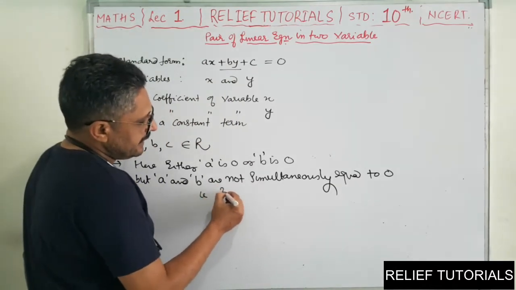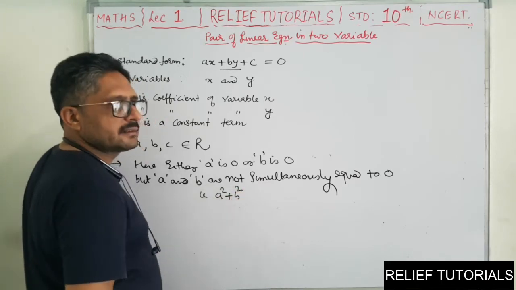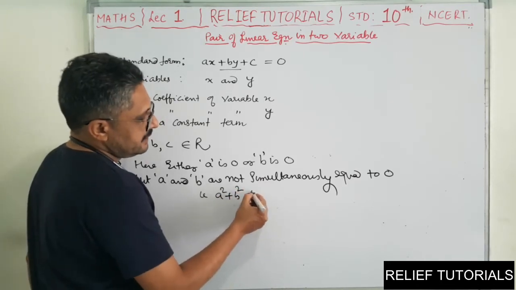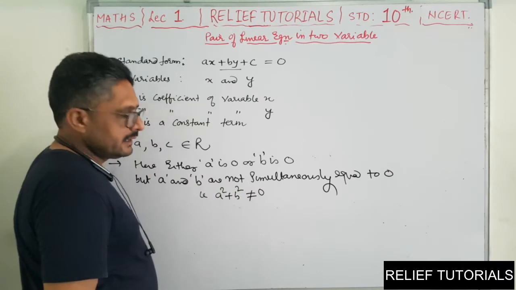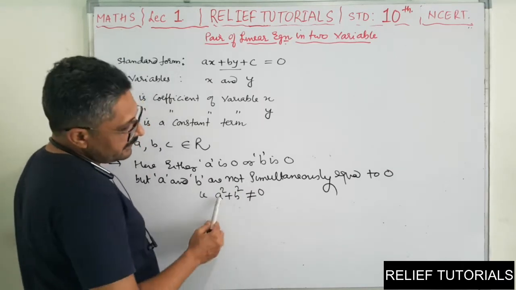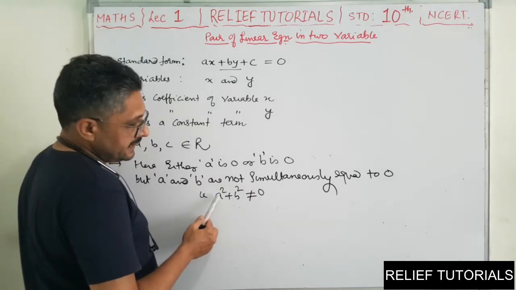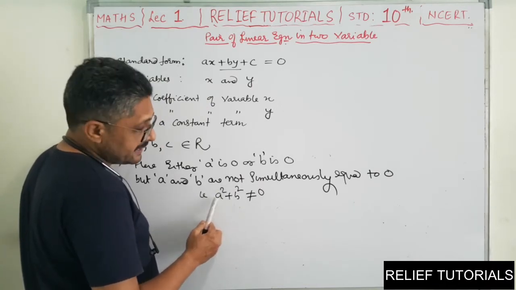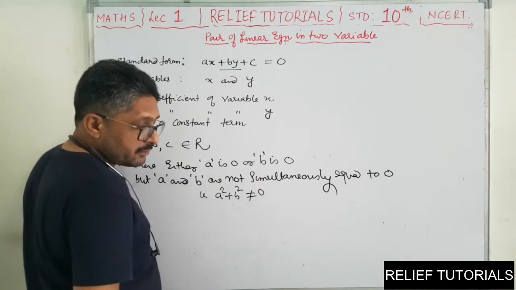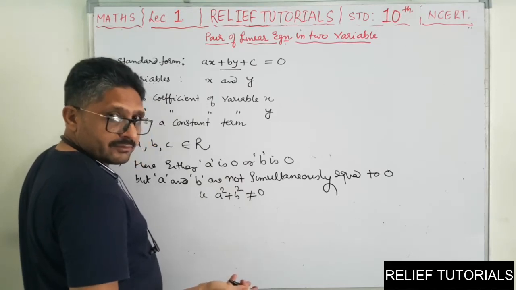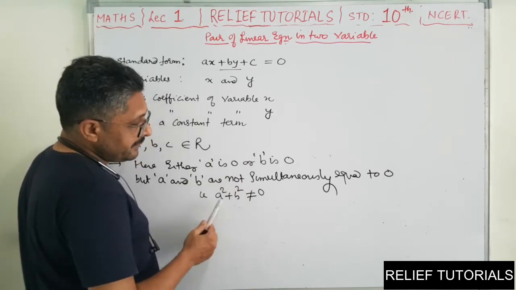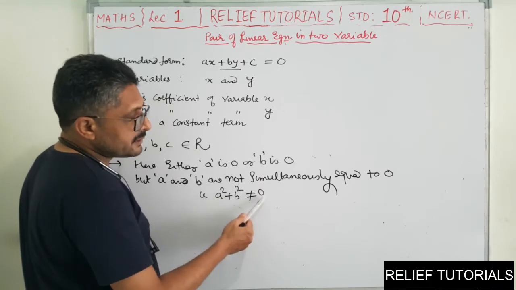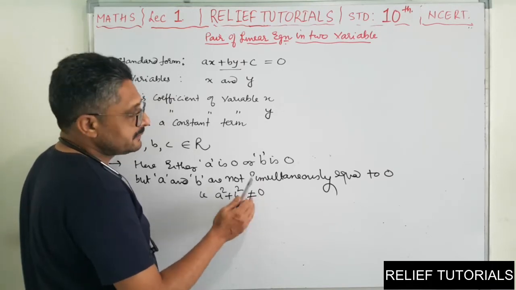So that is a square plus b square is not equal to 0. See, this is possible because a square is always positive, b square is also always positive, and the sum of two positive numbers is never equal to 0.